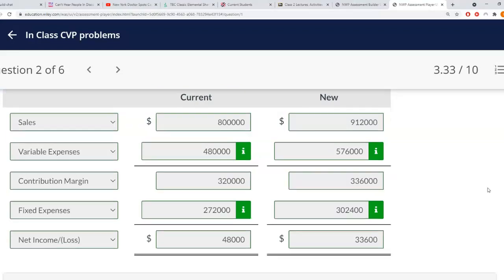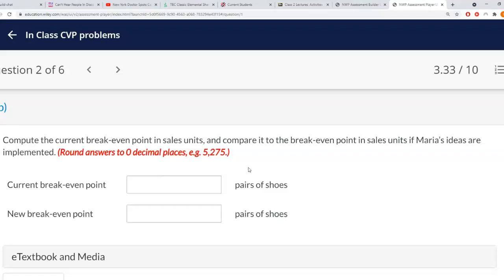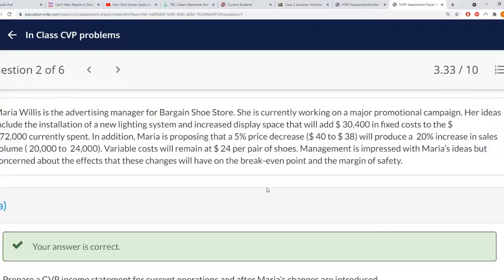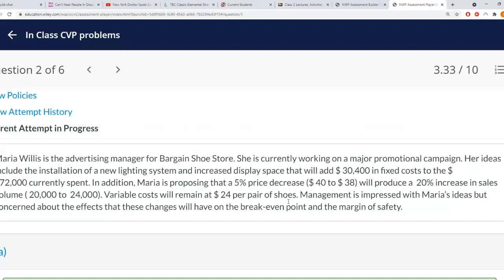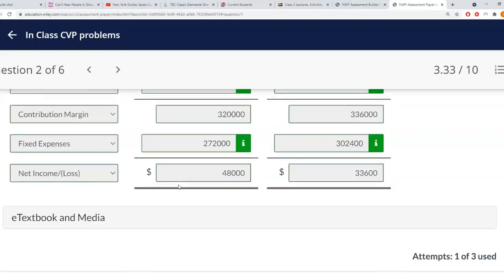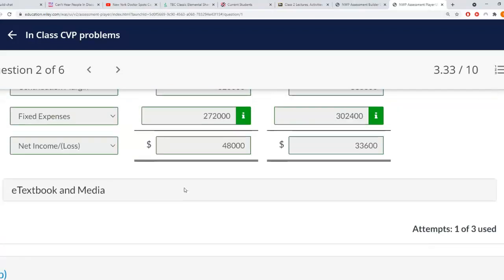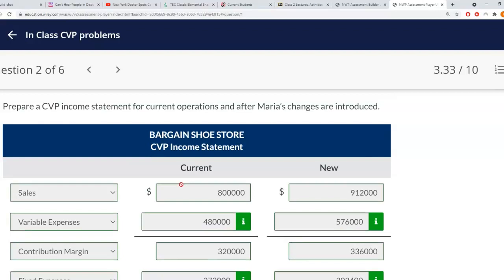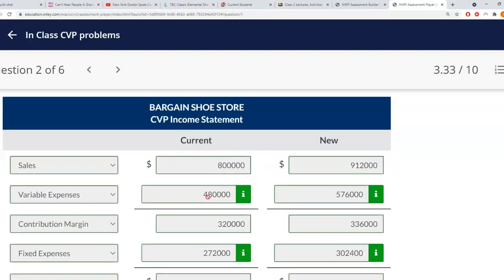Okay, let's go down and see what else they want us to know. Break even point, current, new break even point. They say break even point in pairs of shoes. So I need the unit contribution margin, current. All I have to do is go to the total contribution right now. What's the total contribution margin now, current?